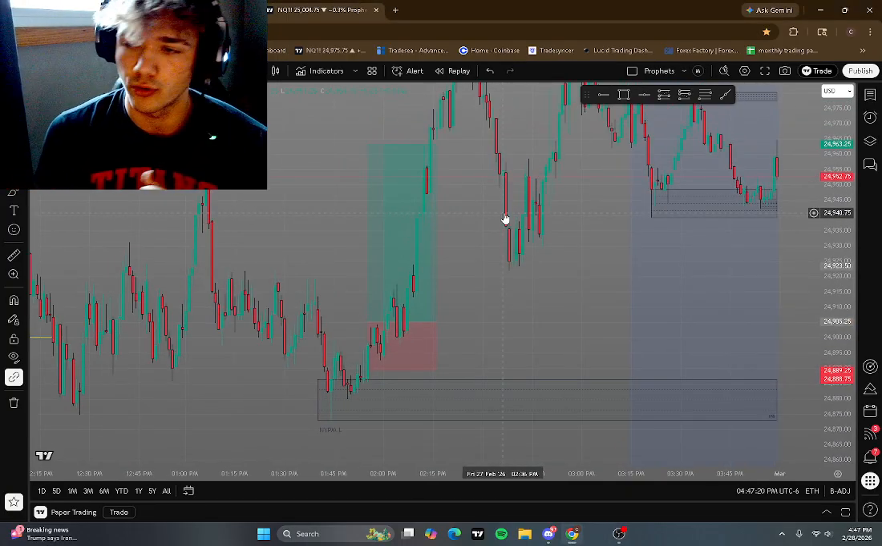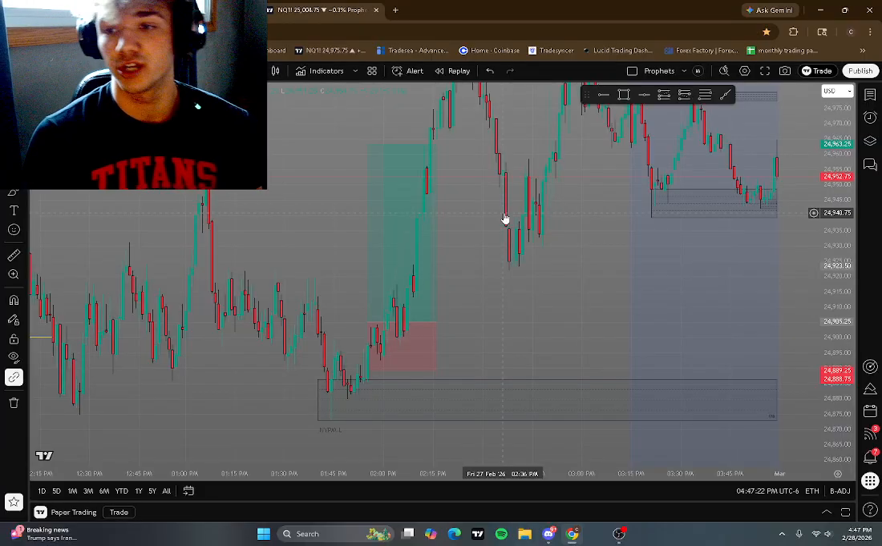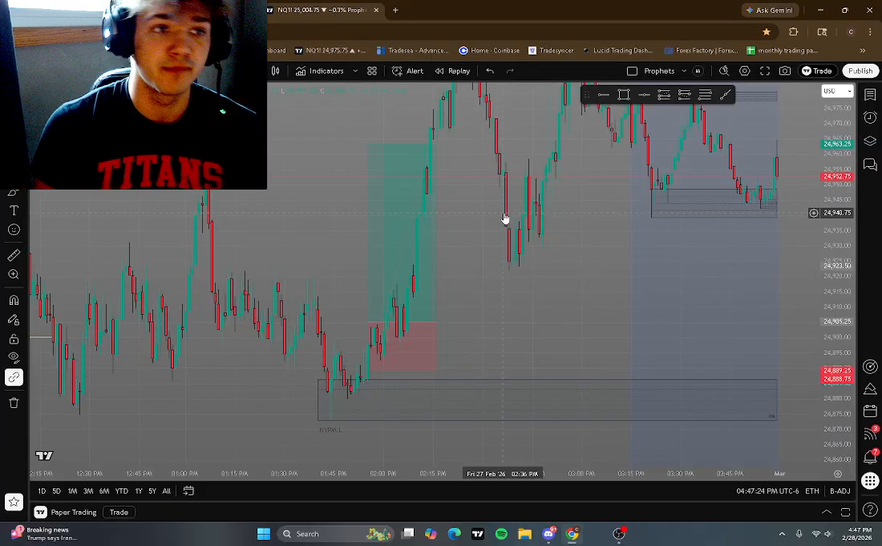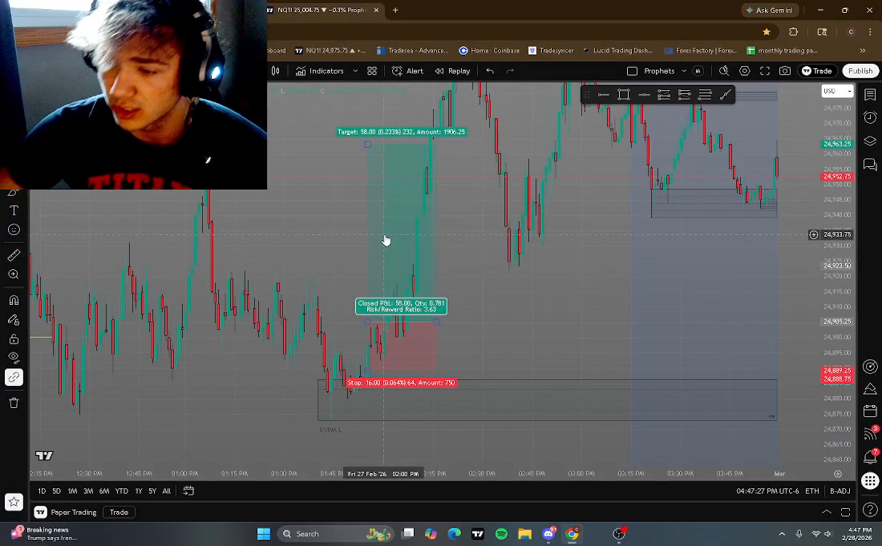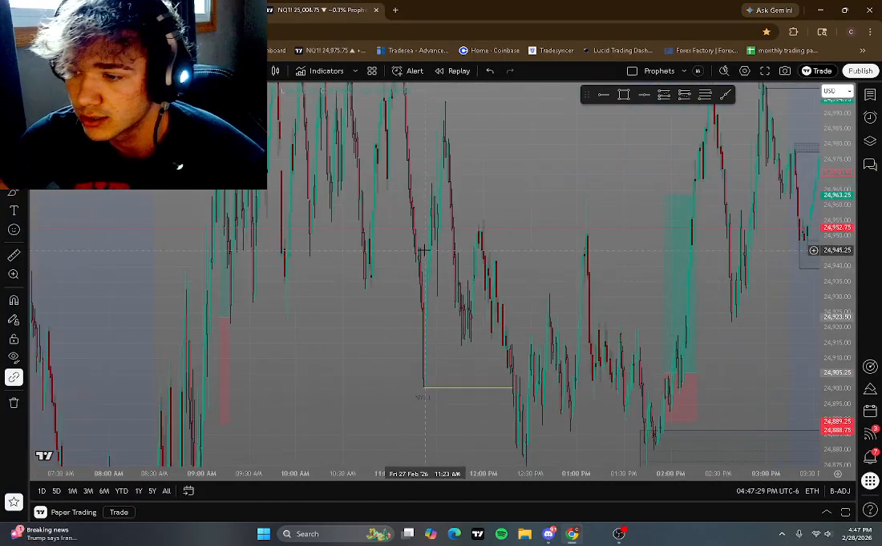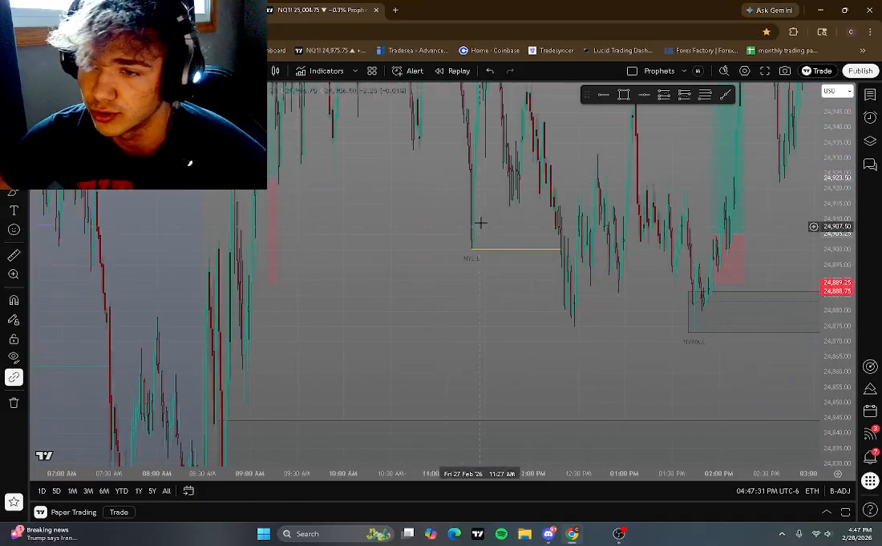This was after I did my morning strat, so I was already up like 800 bucks on the day. I saw this long, and I took it. It was around 2 o'clock. Here's the morning's price action for Friday. It was absolutely great as well.